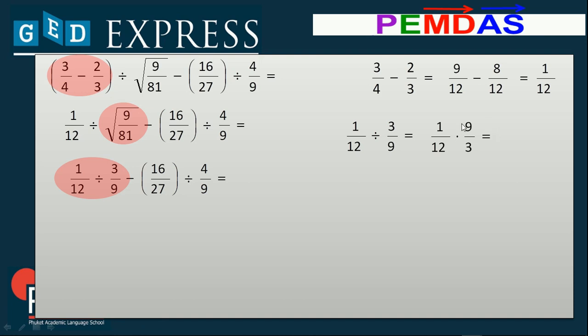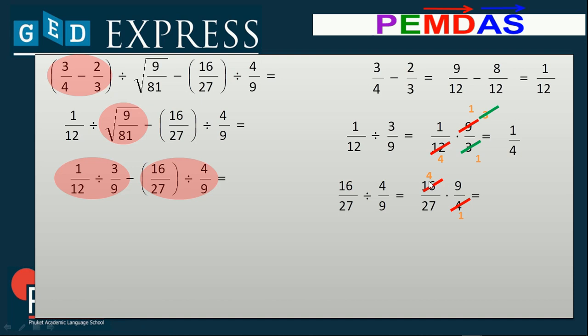So we cross multiply it. The answer would become this one. So we can cancel this out since they are divisible by 3. So you will get 1 times 1, that is 1, and 4 times 1, that is 4. So next we go here. So 16 over 27 divided by 4 over 9, that will give you 16 over 27 times 9 over 4. The reciprocal of 4 over 9 is 9 over 4.